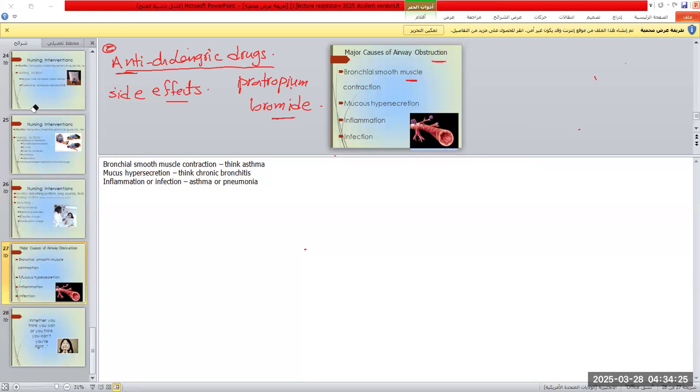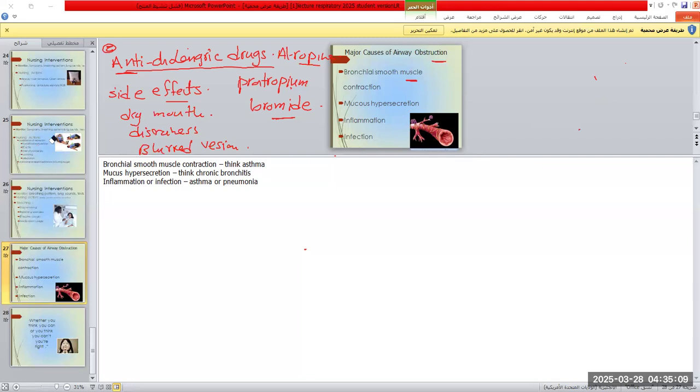Maybe the same side effects, you see? It's like atropine, okay? So the patient may suffer from dry mouth, dizziness and blurred vision, because this is an antagonist. It acts like atropine. Okay. Now let's move to the last family.